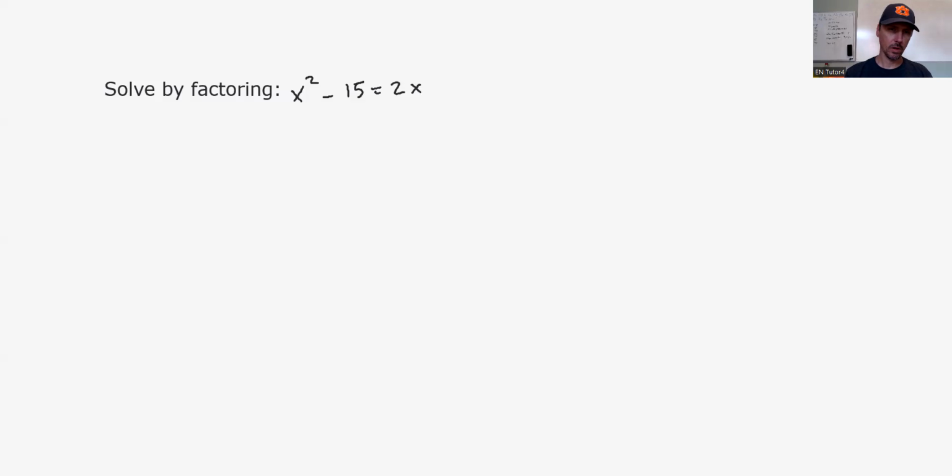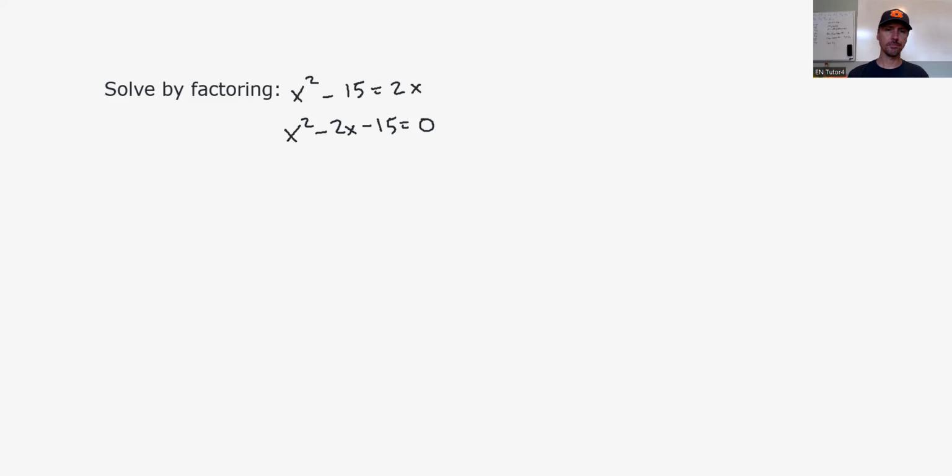So x squared minus 2x, when we move the 2x over, minus 15 equals 0. Okay, so now we're set up and ready to factor our trinomial or our quadratic equation, this portion here, the x squared minus 2x minus 15.